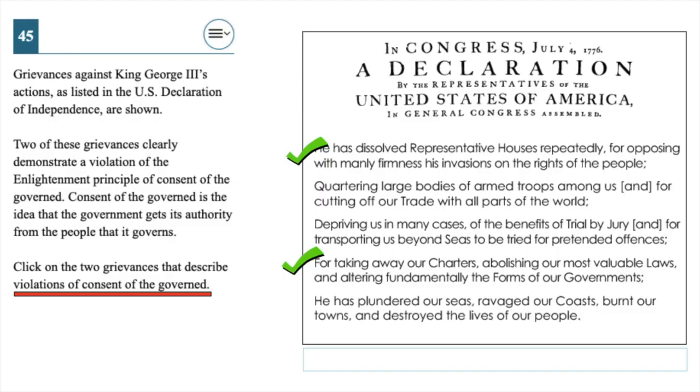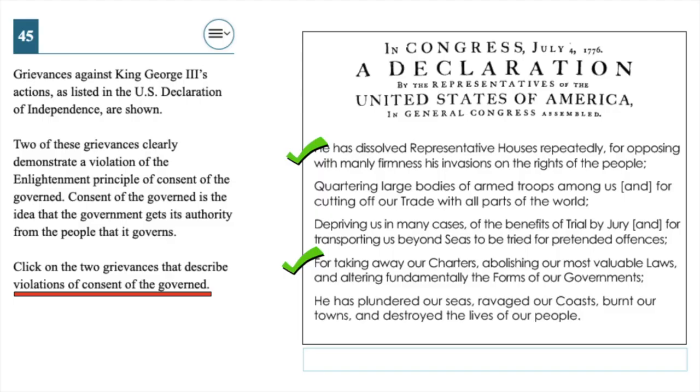The other three options don't specifically talk about representation. They talk about things like putting the troops, cutting off trade, ravaging the seas and coasts. Those are definitely grievances, definitely things that the people are upset about, but they don't specifically deal with the consent of the governed.